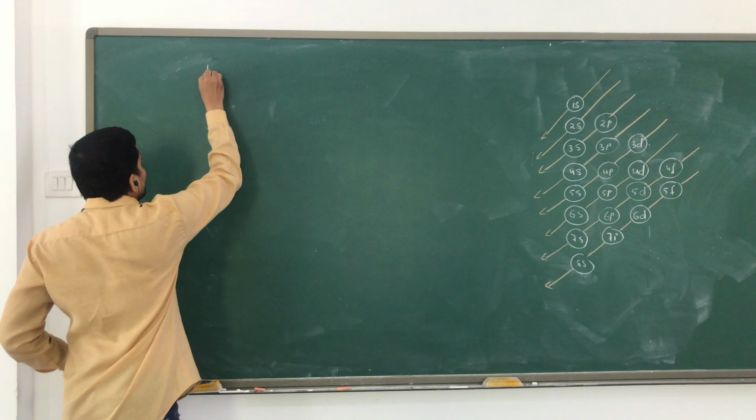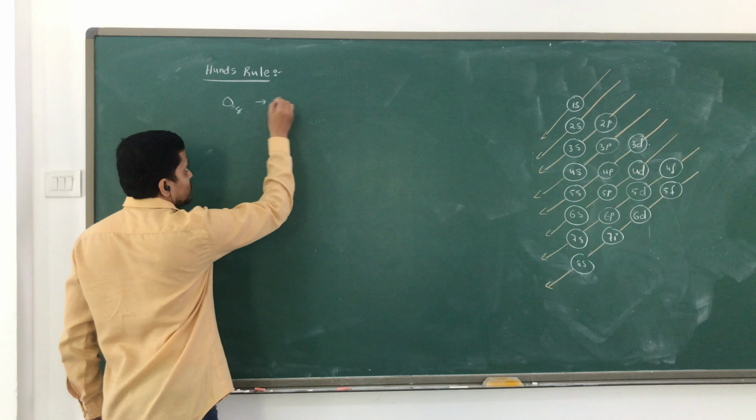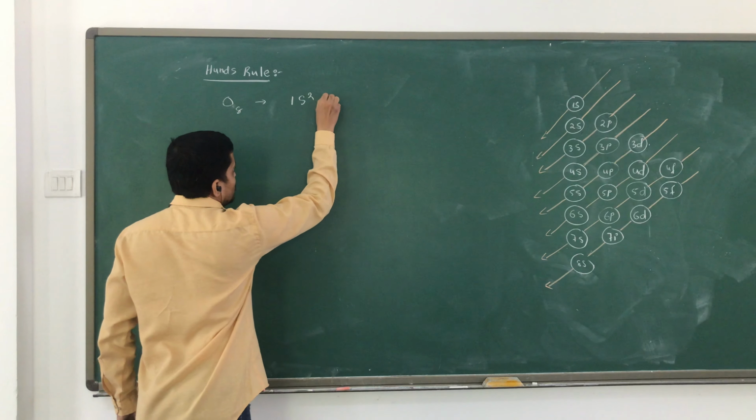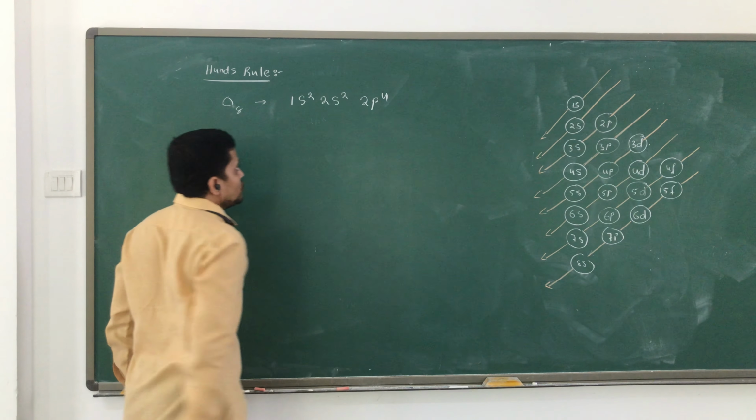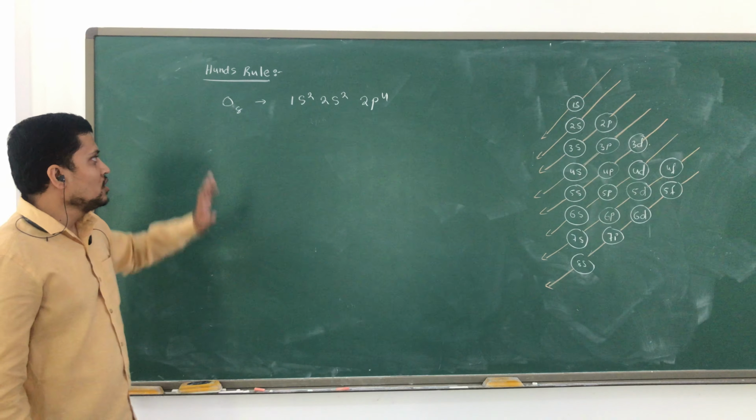This also comes under electronic configuration only. So what does Hund's rule say? Maximum multiplicity. To explain this, I'm taking a simple example: oxygen. The atomic number of oxygen is 8, right? If I write the electronic configuration, see, 1s2, 2s2, 2p4. So this is the electronic configuration of oxygen.